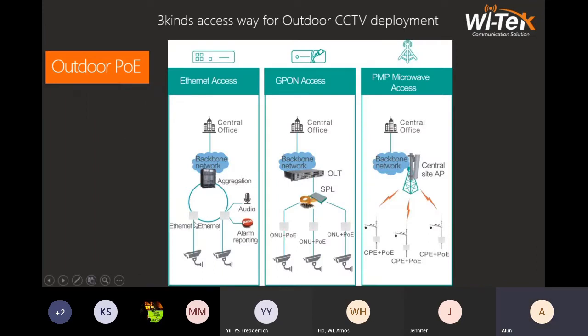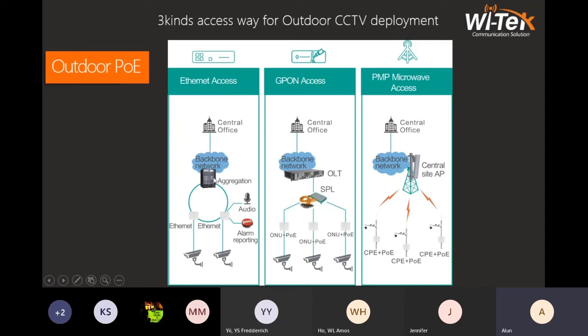And for the outdoor PoE switch, the outdoor PoE switch works to power up the camera and carry the data. But how do you transmit the video from the camera to your control room? You can use the Ethernet access.